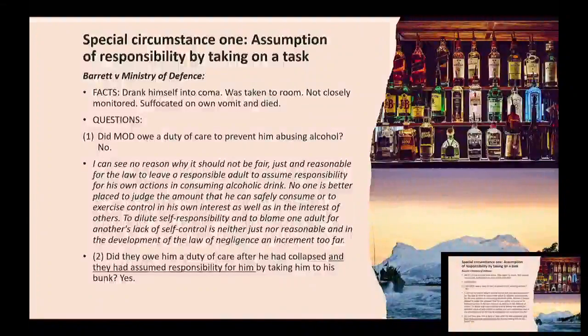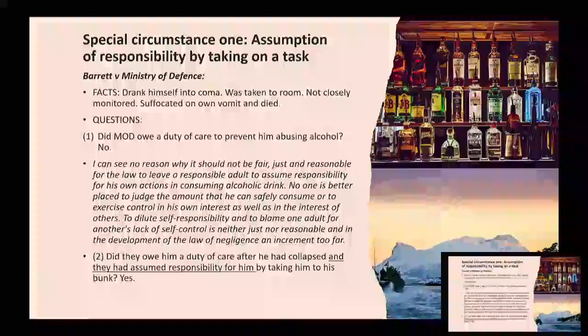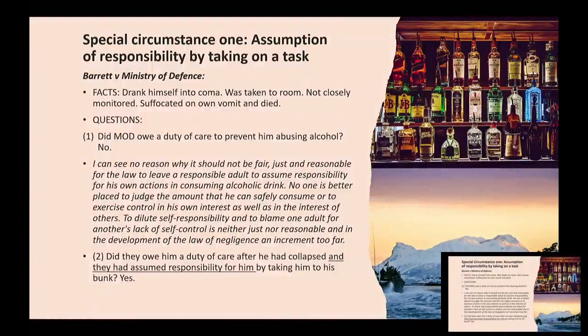When his cabin mate went to turn in at 2:30 a.m., Mr. Barrett was found dead, and he had asphyxiated on his own vomit. The deceased's widow then claimed damages from the Ministry of Defence for breach of a duty of care that she alleged they owed her husband.